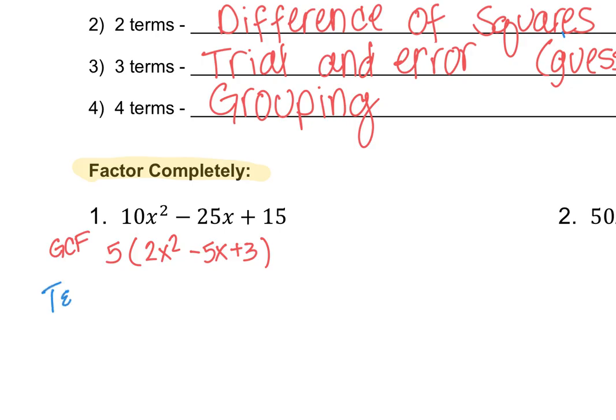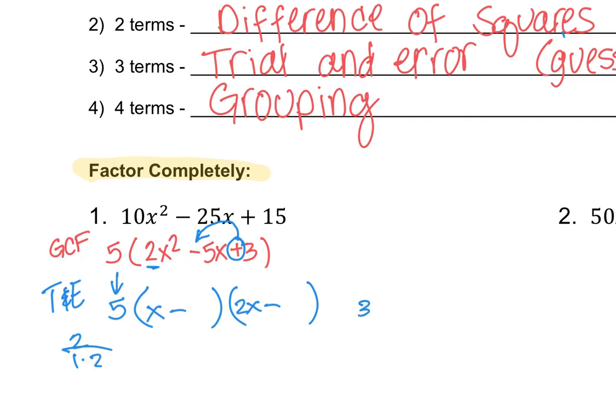So let's use trial and error here. I usually write T and E. So remember to bring down that 5. And trial and error involves 2 parentheses. We're going to look for what sign we're going to use. Since that's a positive, we're going to use the same sign as before it. So that's a minus, so therefore we need a minus in both parentheses. Then we're going to get our factors of 2. So we have 1 and 2, which is pretty easy, x and 2x. And we need our factors of 3, which is 1 and 3. So let's go ahead and put in our 1 and 3.